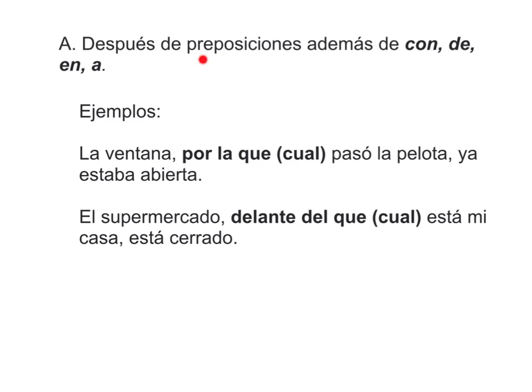A. Se usa después de preposiciones además de con, de, en o a. So if you have any other prepositions, then con, de, en o a, we need to use the long form. Por ejemplo, la ventana por la que o por la cual pasó la pelota ya estaba abierta. The window through which the ball passed was already open. So because we've got the preposition por, and it's not con, de, en o a, we need to use the long form la que or la cual, and the la needs to agree with la ventana.